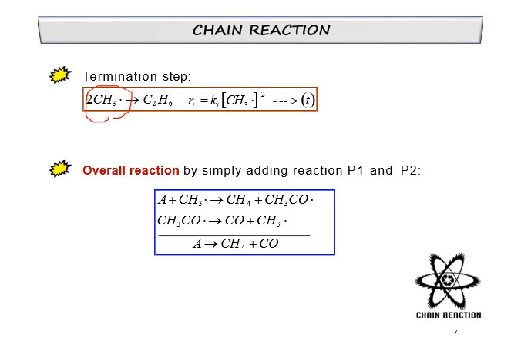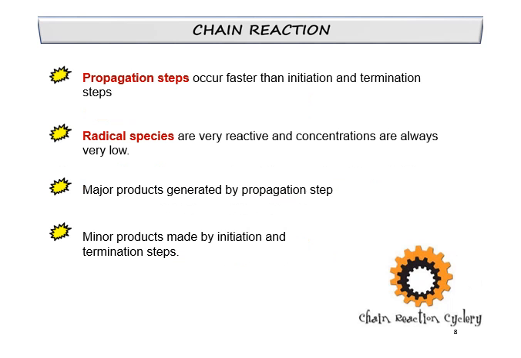So kalau you overall kan the reaction starting from initiation and until termination, the overall reaction is by simply adding reaction P1 and P2. Okay, kalau you add up the P1 and P2, kita akan dapat balik lah the overall reaction yang awal-awal tadi, which is CH3CHO, acetaldehyde, to produce CH4 methane and also carbon monoxide.